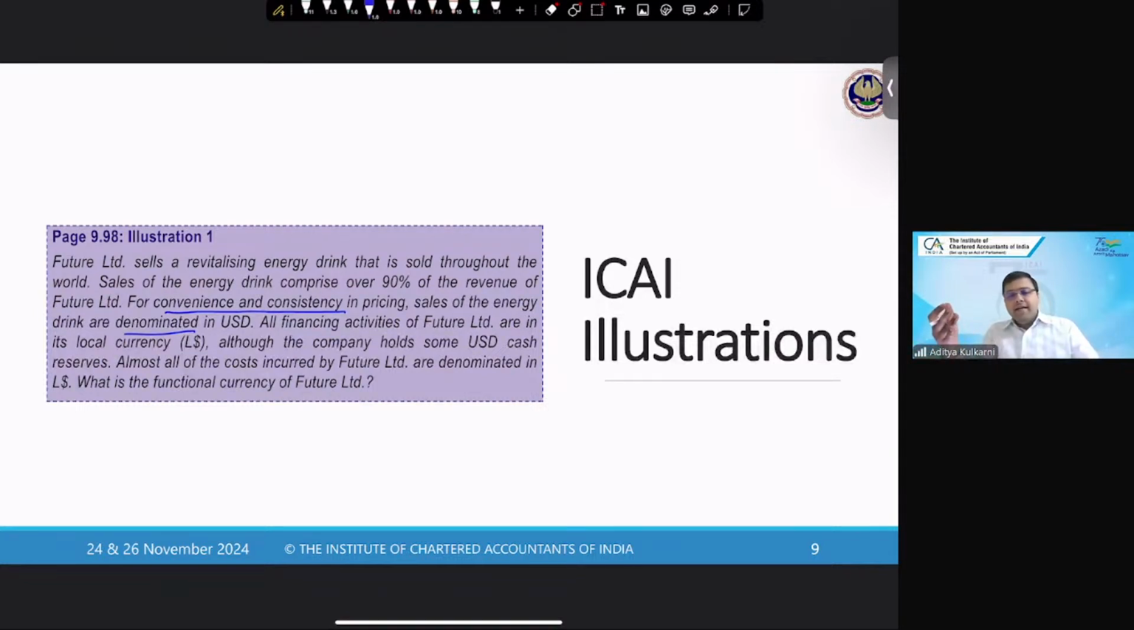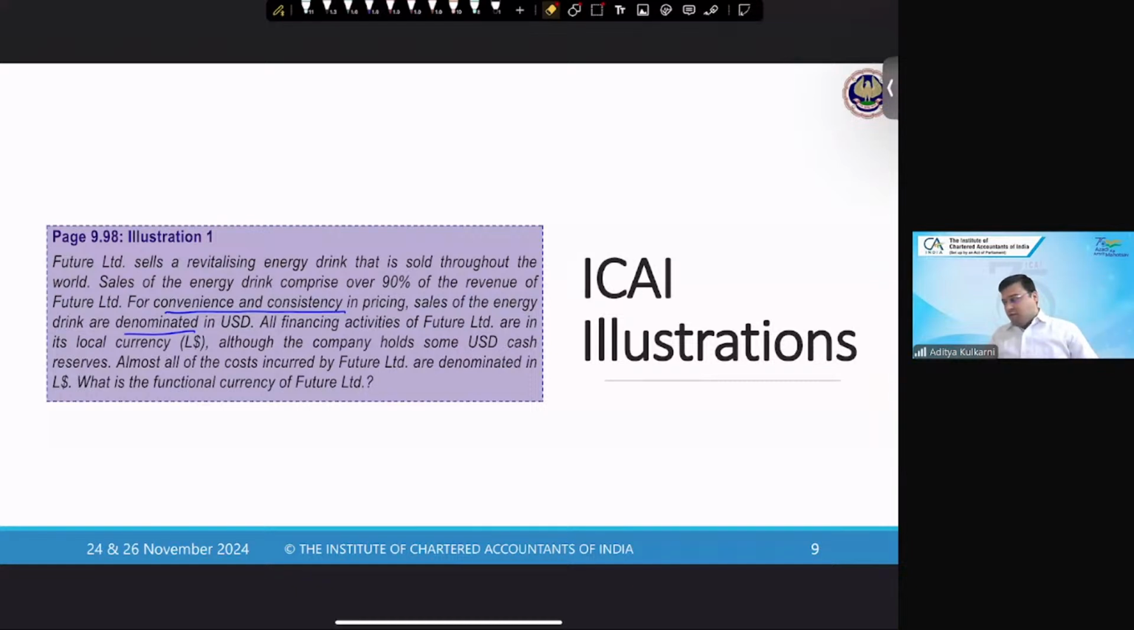See, ultimately, we have to cater to the requirements of the business. If my customer base is in that country, US dollars is the price to go with going forward. But ultimately, here what they said, it is only for convenience and consistency.